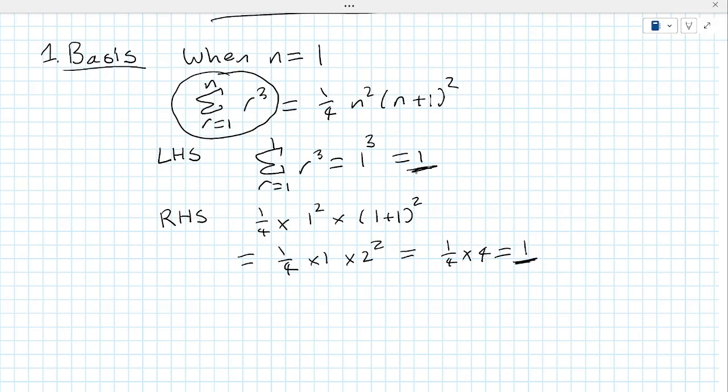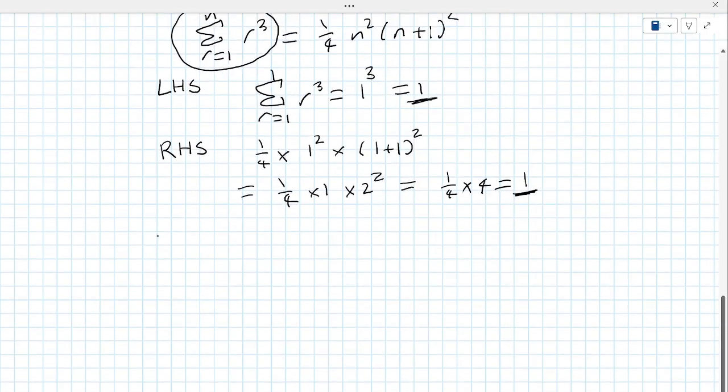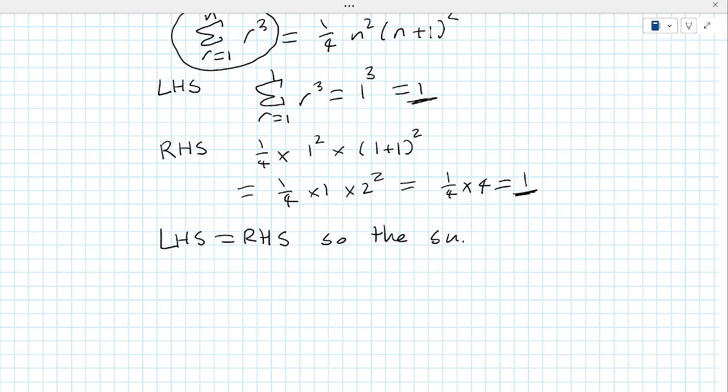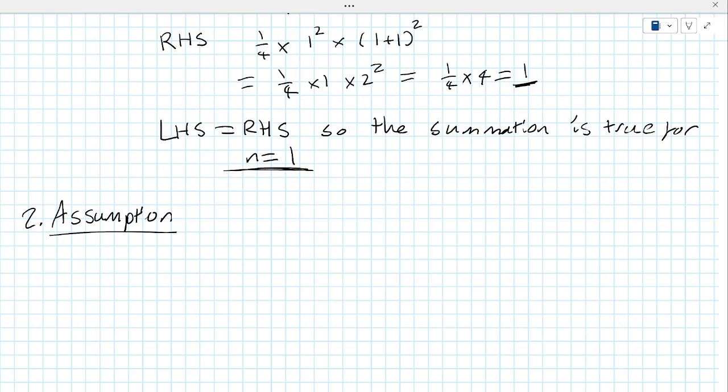And then we can see that the left hand side is equal to the right hand side, so then we would write left hand side is equal to right hand side. So the summation is true for n equals 1. So that is your first basis step. Then we go on to the second step, which is the assumption step.